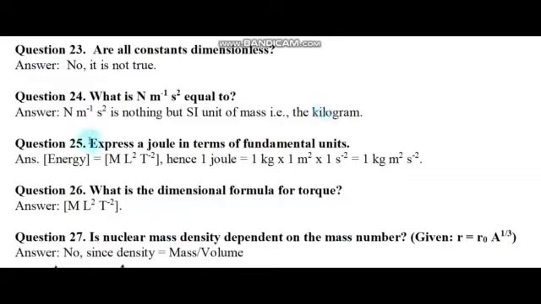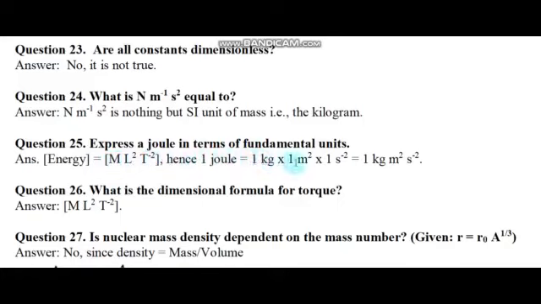Then question number 25. Express a joule in terms of fundamental units. Express a joule in terms of fundamental units. So அப்ப நமக்கு joule is a unit of energy னு தெரியும். So already it is ML square T power minus 2. அப்ப energy ஓட unit 1 joule. அப்ப 1 joule ஓட meaning என்ன? 1 kilogram of object produce yes.